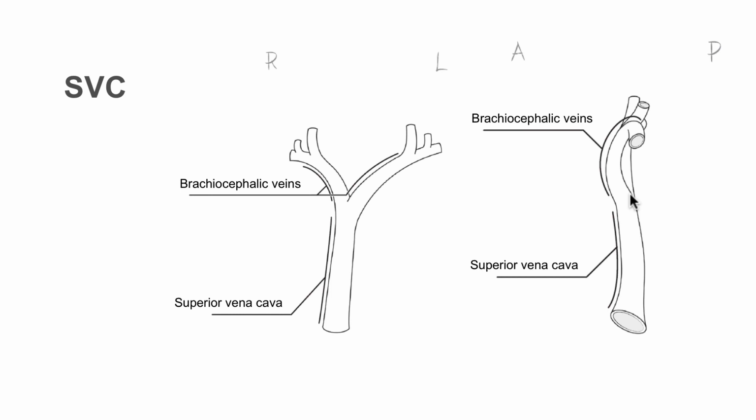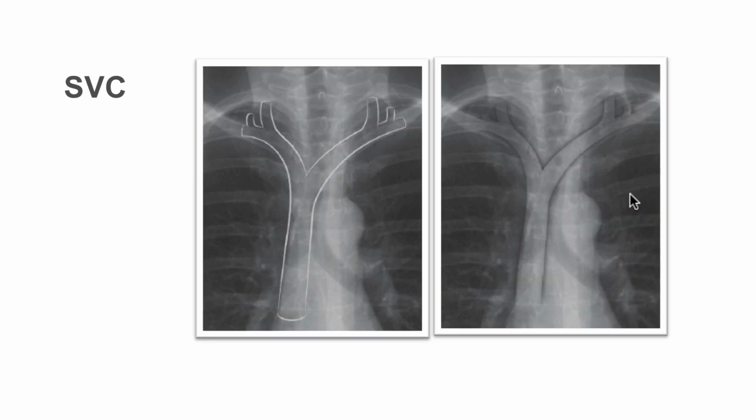The superior vena cava lies within the superior aspect of the mediastinum and is formed by the joining of the brachiocephalic veins. On the chest X-ray, we'll identify the right edge of the superior vena cava as it forms an interface with the right lung. We will not see the medial border of the superior vena cava. It's important here to note that the superior vena cava forms a straight vertical edge.